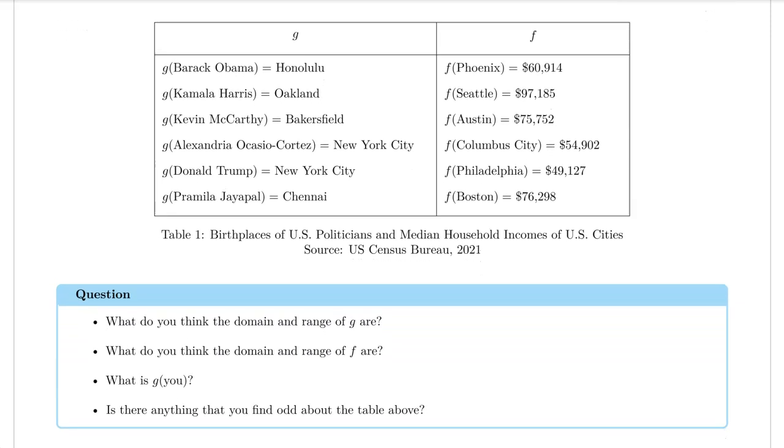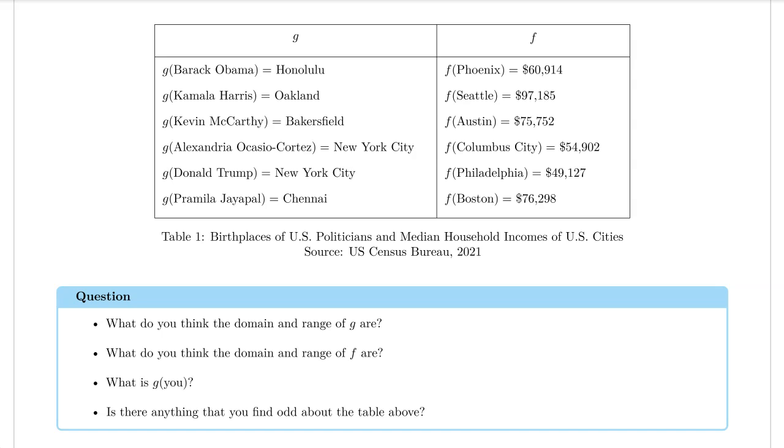We have a table here, and for g, we have g of Barack Obama is equal to Honolulu, g of Kamala Harris is equal to Oakland, and so on and so forth. So we have a few people. If we throw them into the g function, the output that comes out is the city that the person was born in. For f, our input is a city, and the output is the median household income for that city. We have a few examples in this table for f as well. The source for this is the US Census Bureau in the year 2021 as far as the median household incomes. So here we have a list of questions.